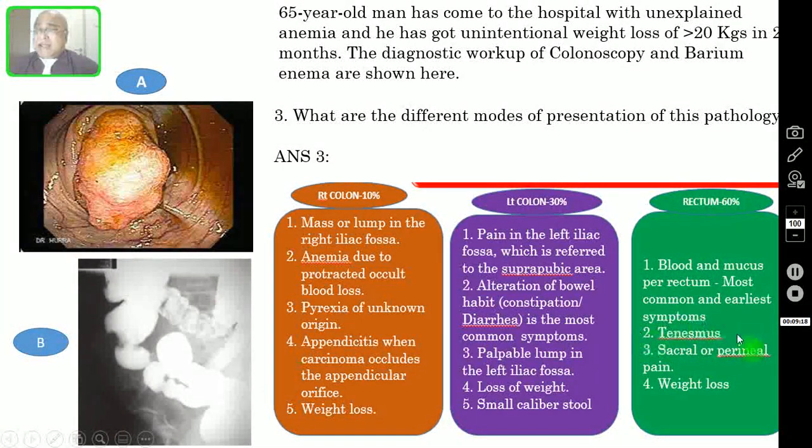But the characteristic feature or the hallmark symptom for rectal carcinoma is tenesmus. That is inadequate sensation of evacuation of the bowel. That is what tenesmus is. This happens only in rectal carcinoma. And of course, here also the patient will have weight loss.